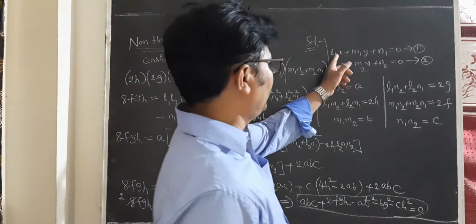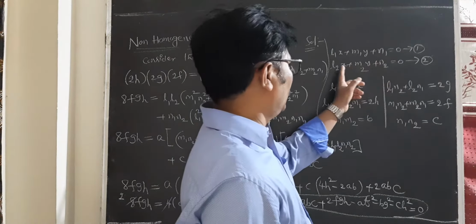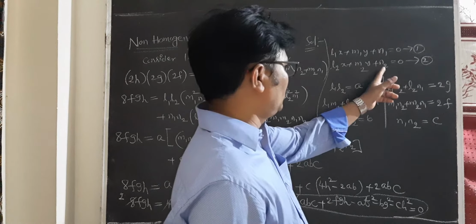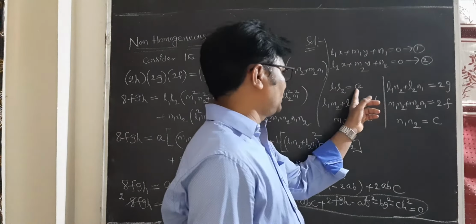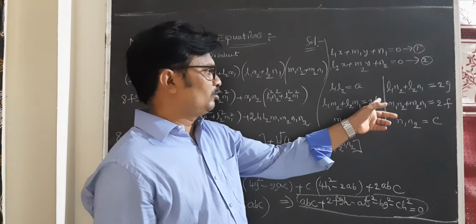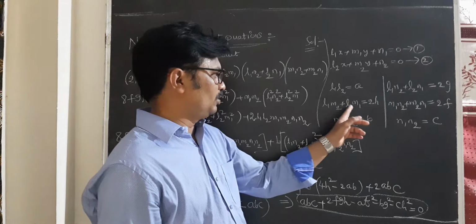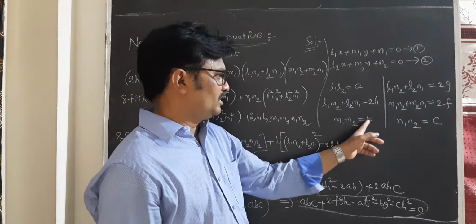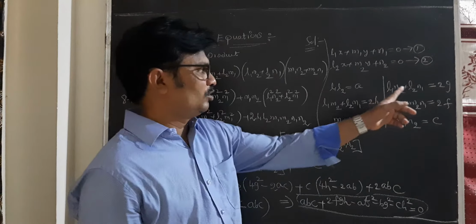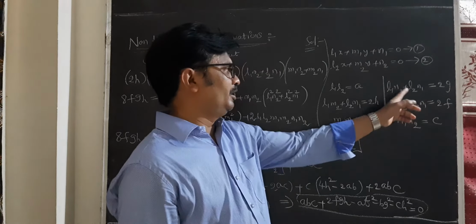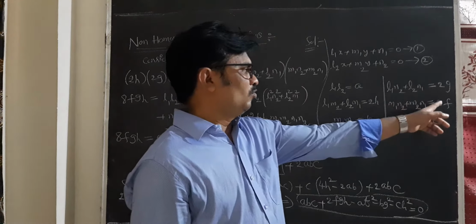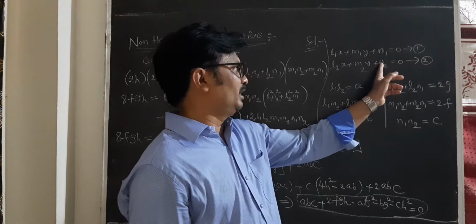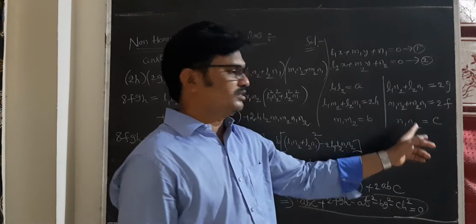First we take L1x plus M1y plus N1 equal to 0 and L2x plus M2y plus N2 equal to 0. So the x square coefficient A is L1 L2. The xy coefficient is 2h, that is L1 M2 plus L2 M1. The y square coefficient is B, that is M1 M2. The x coefficient is 2g, that is L1 N2 plus L2 N1. The y coefficient is 2f, that is M1 N2 plus M2 N1. The constant is N1 N2.